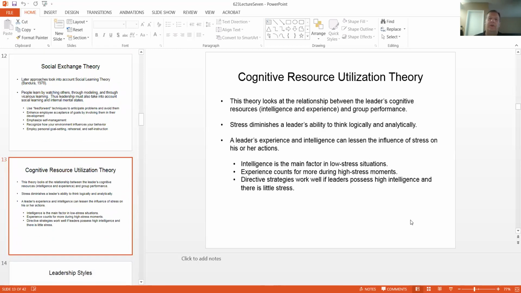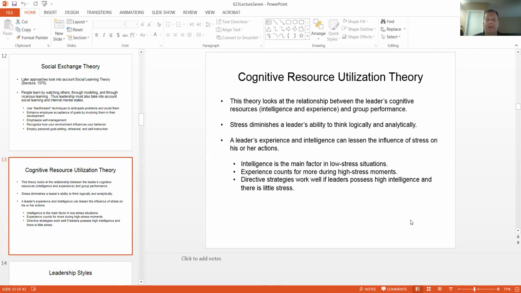Cognitive resource utilization theory, yet another theory that comes out of the leadership literature. This one we'll spend a couple of minutes on because we haven't really talked a lot about this one yet. With cognitive resource utilization theory, we look at the cognitive resources of leaders. Basically, we look at the leader's intelligence and experience and the impact that intelligence and experience will have on the performance of groups and the performance of the organization. We know that when leaders are working in stressful situations, that stress will diminish the ability of a leader to think both logically as well as analytically.